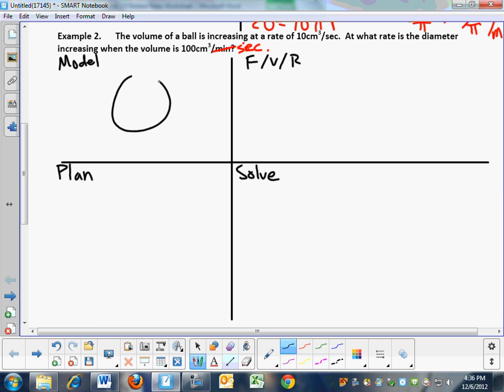Model. I got a ball. It's increasing. It's getting bigger. A rate of 10 cubic centimeters per second. It's wondering what rate the diameter is increasing. I'm not focused on the radius this time. I'm looking on the diameter. Looking for the diameter. Well, the first thing I'm going to write down is that the volume is equal to 4 over 3 pi r cubed. That is the volume of a sphere. We're assuming that this ball has a nice spherical shape.